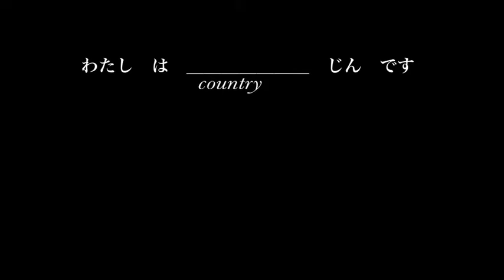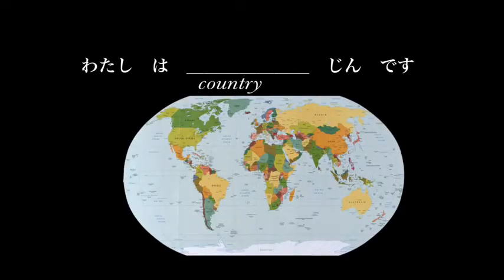Next we say the name of the country we come from. And this is an interesting thing to explore in Japanese in terms of what they call other countries in the Japanese language. We add jin, made up of ji and n, jin, making it the nationality, and then the polite ending, desu. Watashi wa, your country, jin desu.